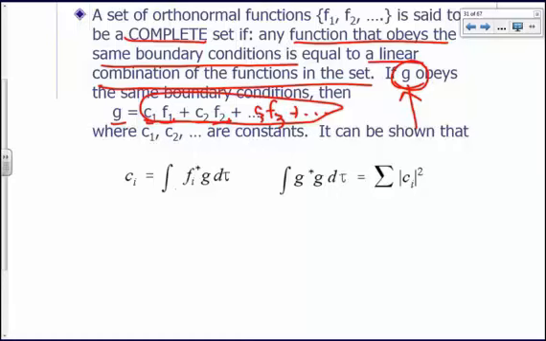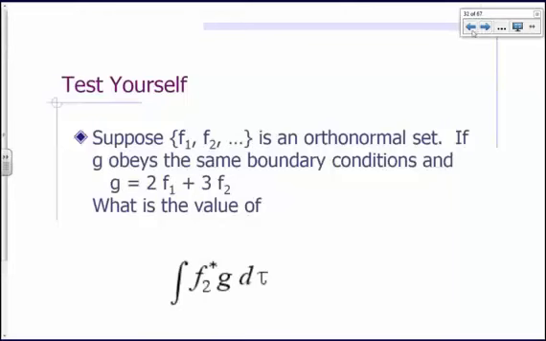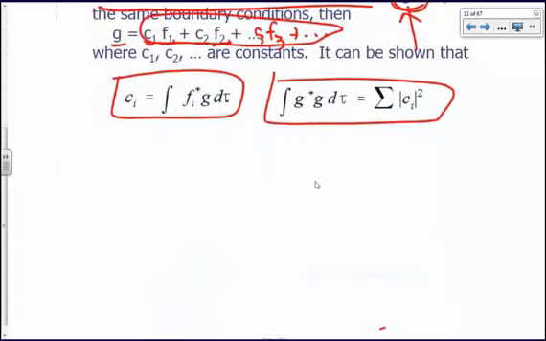You can in fact show that the coefficients are given by that, and the integral of g star g d tau is just the sum of the squares of the coefficients. Let's show that. Let me see if I did that elsewhere. Let's make it simple. Let's say g is.